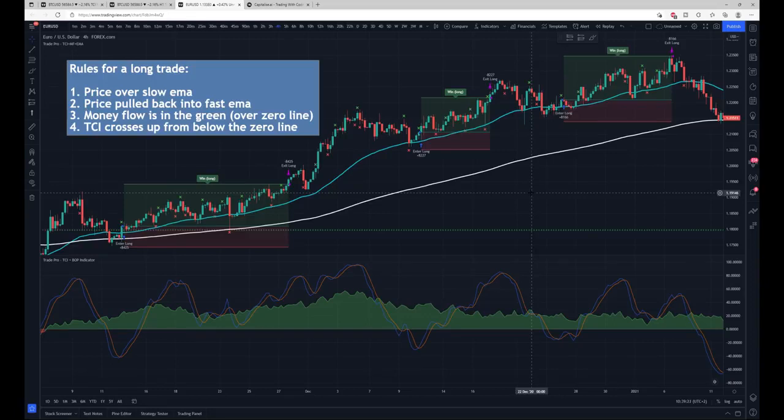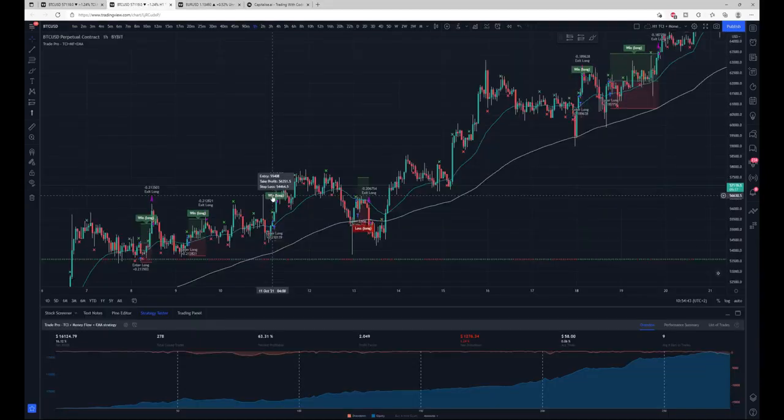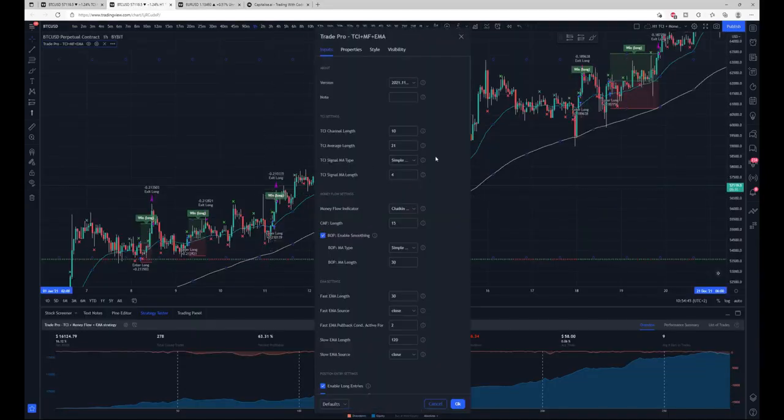All right. So let's go now into the actual strategy script's settings and just go through the different settings that it has that you can customize. All right, so let's check out all the different customizable settings here, starting at the top with the TCI settings. So this is just simply changing the way that the TCI moves and when the crosses happen.